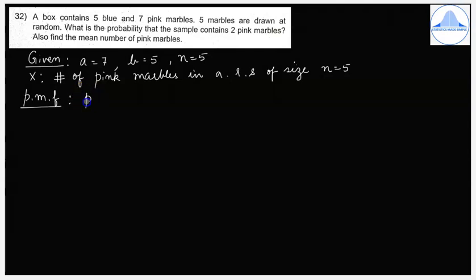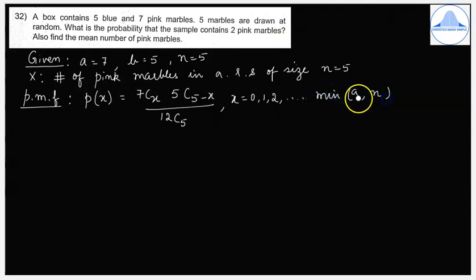So the formula is P of x equal to 7Cx times 5C(5 minus x), divided by 12C5, that is (A plus B)Cn. And you know that x is 0, 1, 2, and so on. It is the minimum of a comma n, where a is 7 and n is 5.